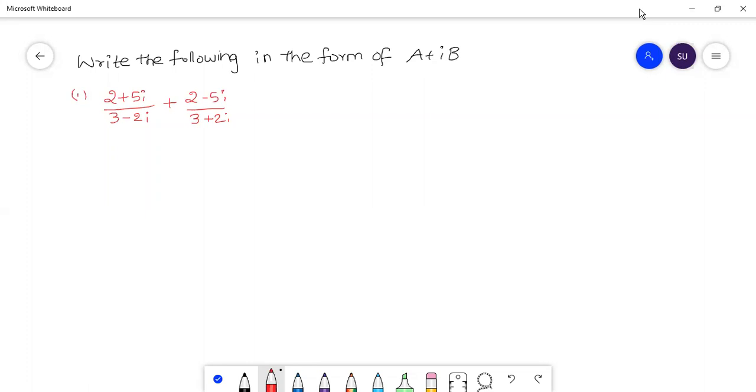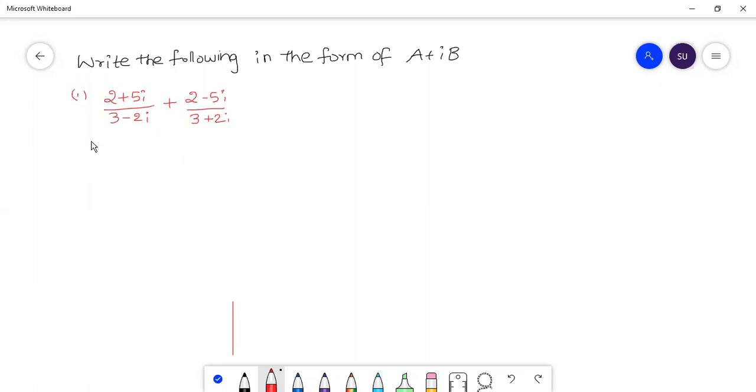Now we will practice some problems to convert the given complex number in the form of a plus ib. Under that, the first question is (2 plus 5i) by (3 minus 2i) plus (2 minus 5i) by (3 plus 2i). Now we have to convert this into the form a plus ib.